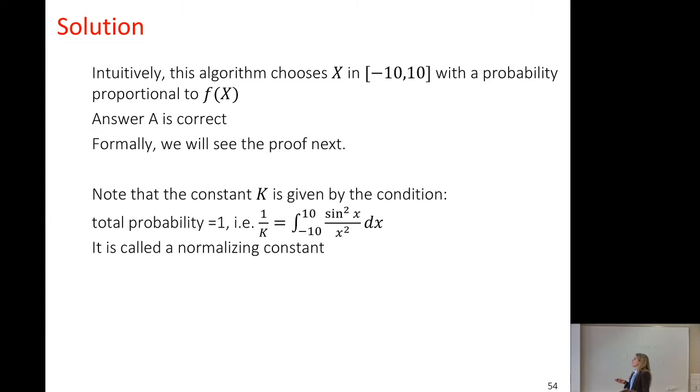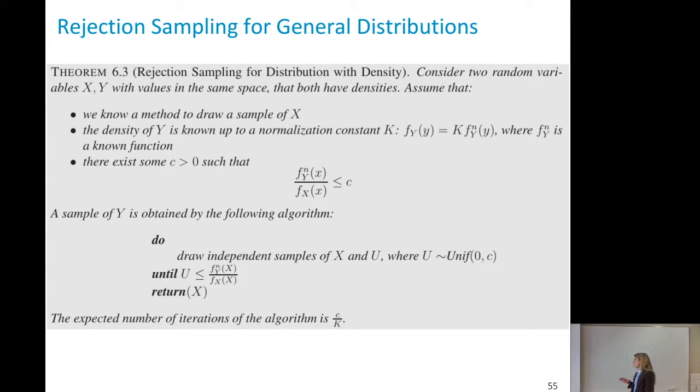Now we'll see the theorem for rejection sampling for a distribution with density. So now we want to take a sample of the random variable y, which has a distribution fy here, equal to k multiplied by fy tilde. So in this case, we probably don't know k, or it's hard to compute, but we know fy tilde. Okay, we know this part of the distribution. Then we want to obtain a sample of this random variable y.